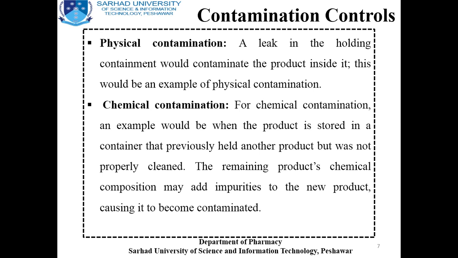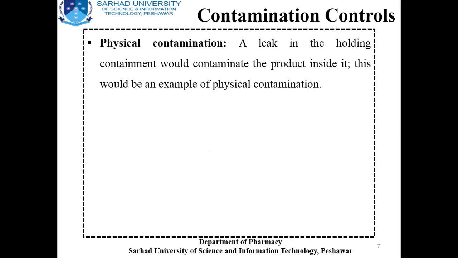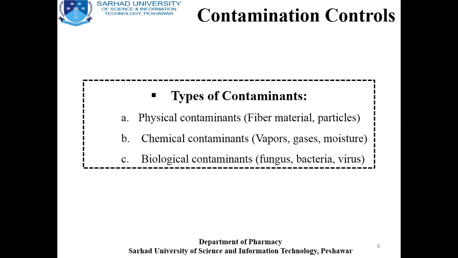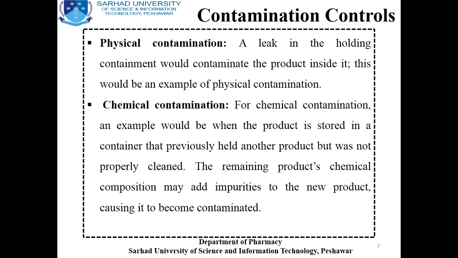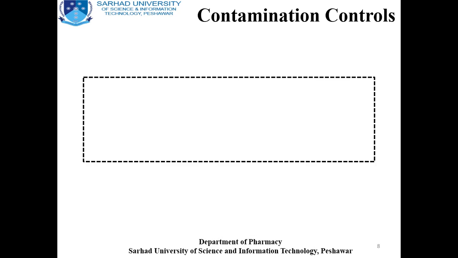That is a simple example of chemical contamination. It may be vapors. I have told you that there are different chemical contaminants like vapors, gases or moisture that may affect the formulation, and this is an example of chemical contamination. If the previous batch is not properly cleaned, particles or previous batch chemicals are there during the processing, and in this way chemical contamination occurs in the product.